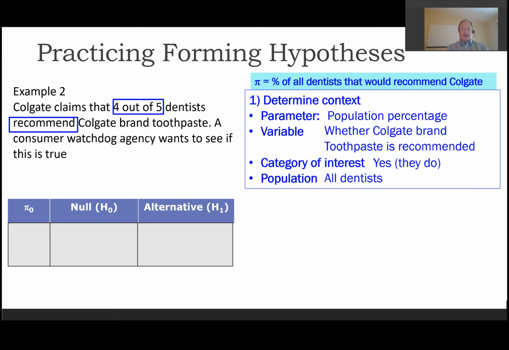When we talk about context, it has to do with data collection. We don't know how the data was actually collected, okay? And this variable, whether it's recommended, is very ambiguous. Here's what Colgate did. Colgate sent a survey to a bunch of dentists, a random sample of these dentists. They listed a number of toothpastes and said, which would you recommend? Well, a number of dentists would recommend some of them. They might recommend Colgate, Crest, and Aquafresh, okay?